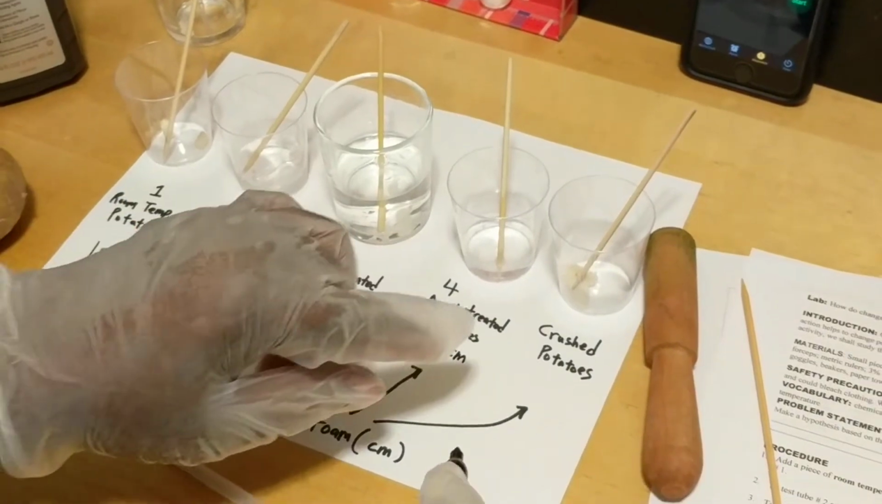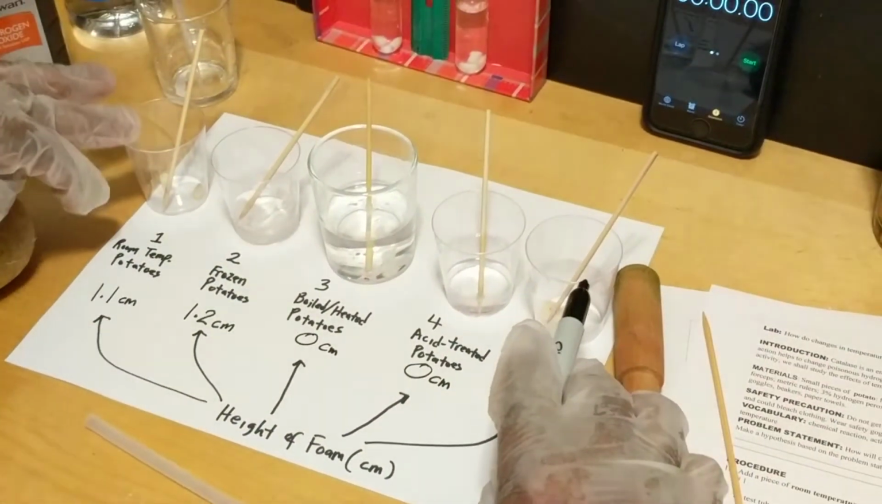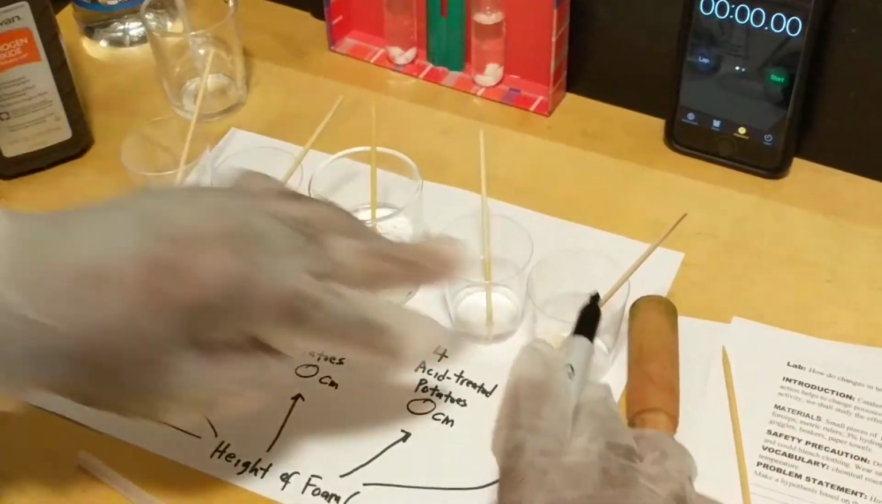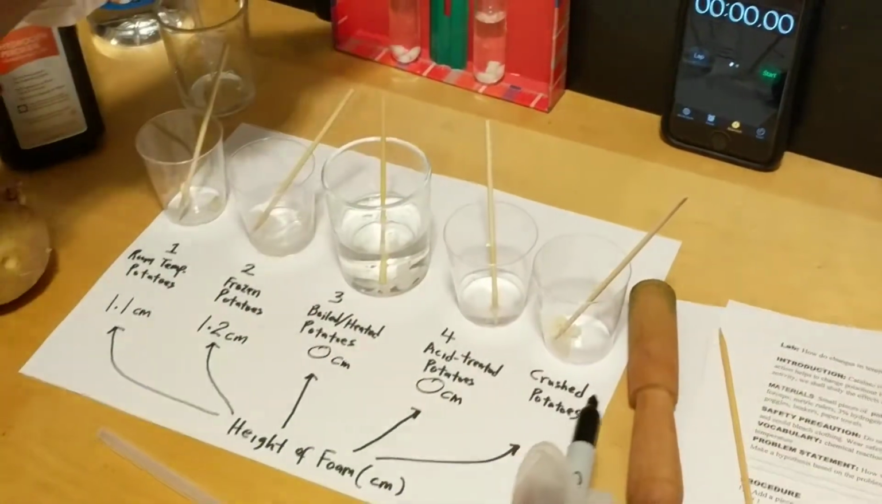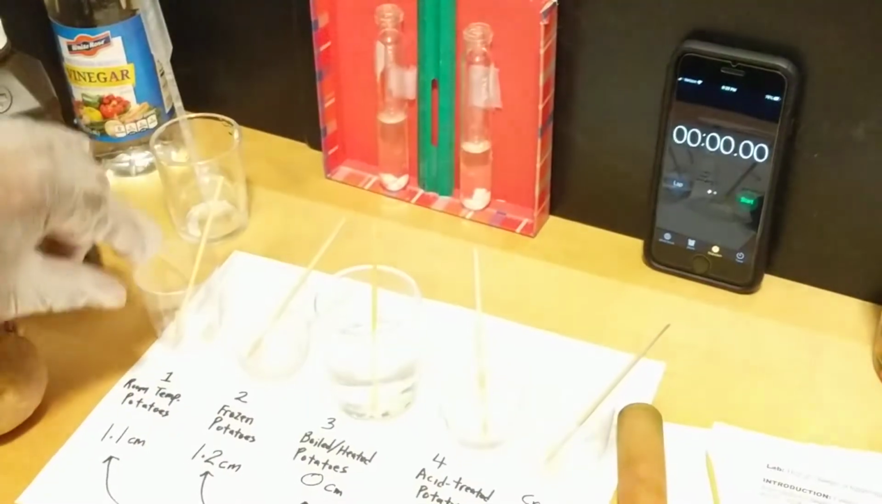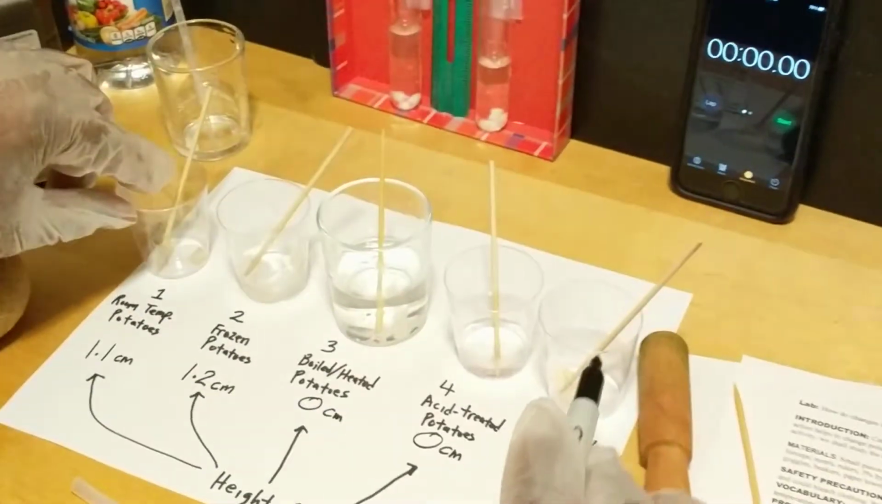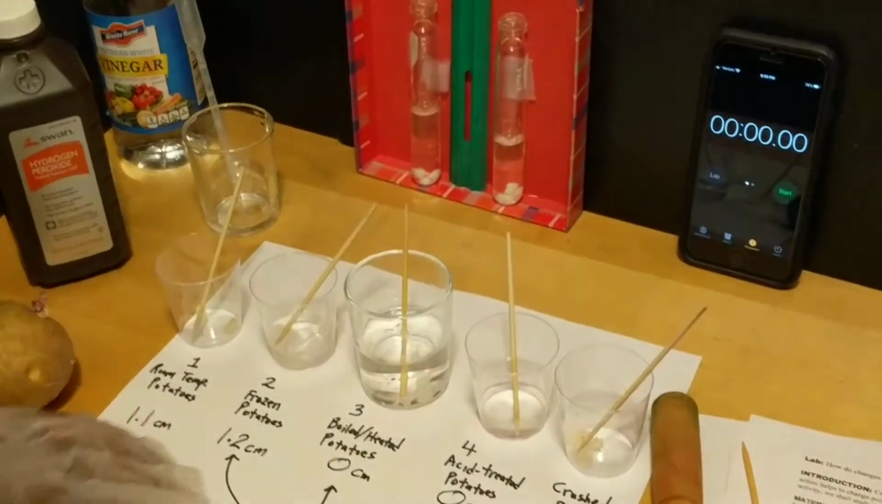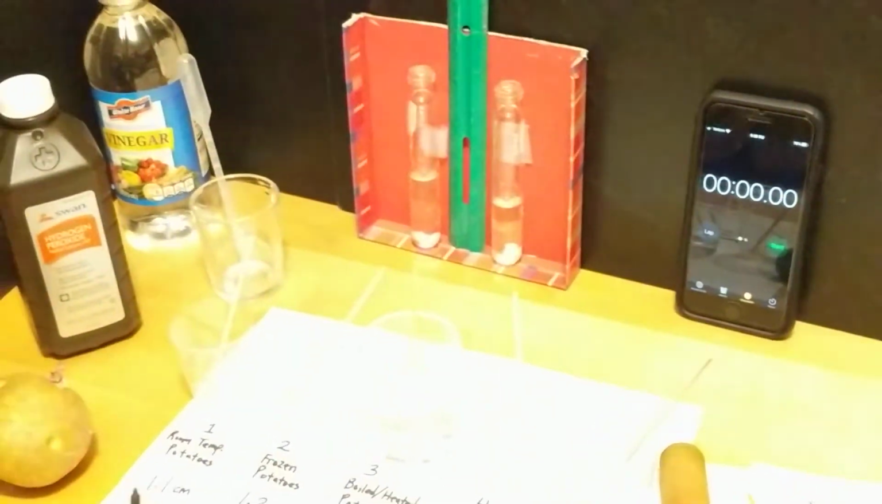Then the last part of the experiment, I want to do these two together, the room temperature and the crushed potato, because this is the last one we haven't done yet. So I need to watch these two tubes. Even though we did the room temperature, I just want to compare it with the crushed one. So we're going to take a break now and come back.